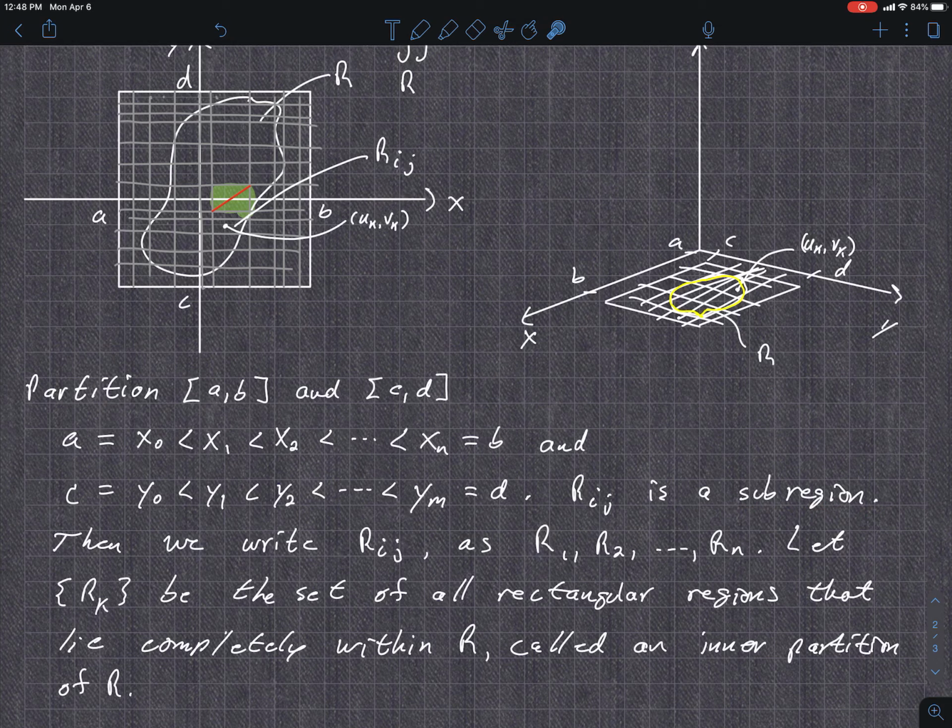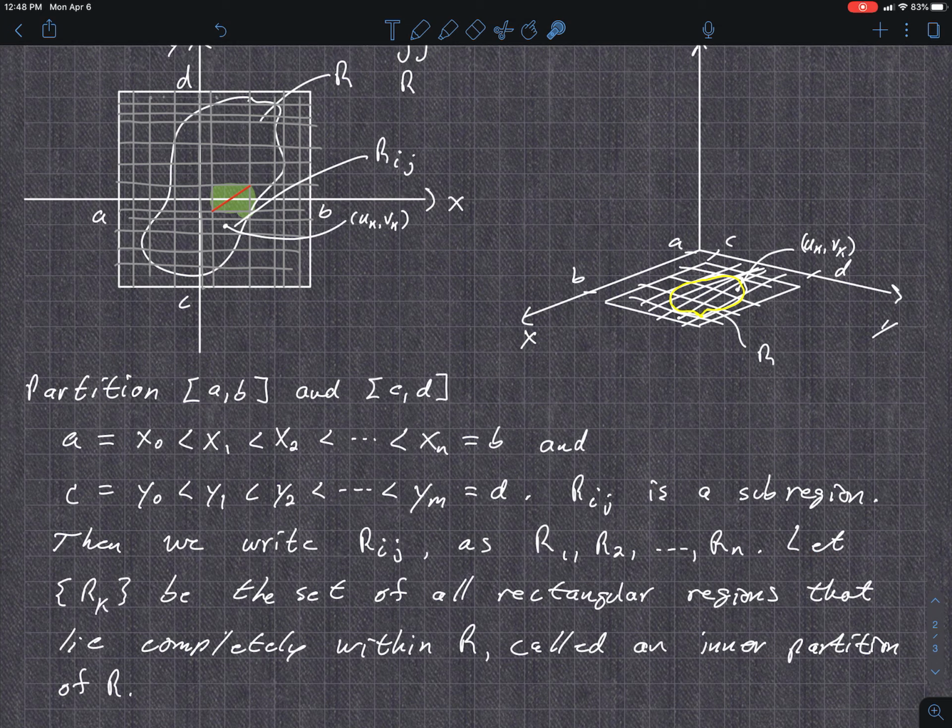Then the R sub ij is the subregions of R. So they're inside here, right? So those are each of the subregions. So then we just list them out. Basically what we take then is what's called an inner partition. So an inner partition is you just start saying that's 1, that's 2, that's 3, that's 4, etc. And you just keep going, right? So you keep counting them like that. So in other words, you can just list them out.